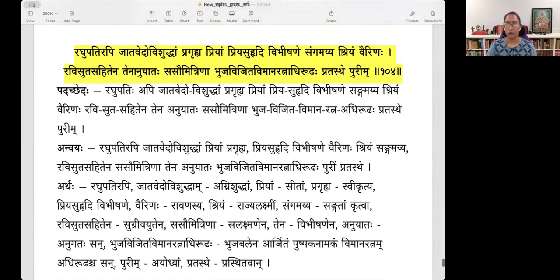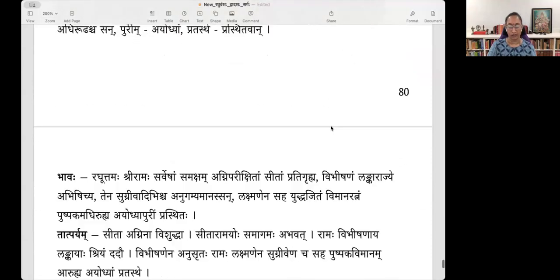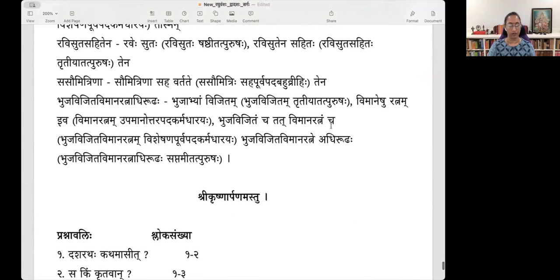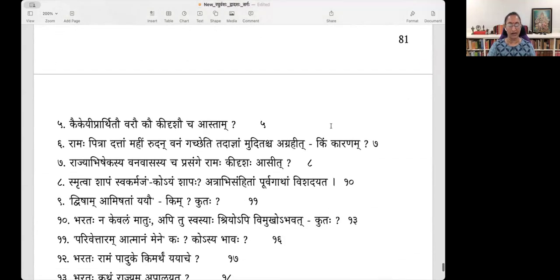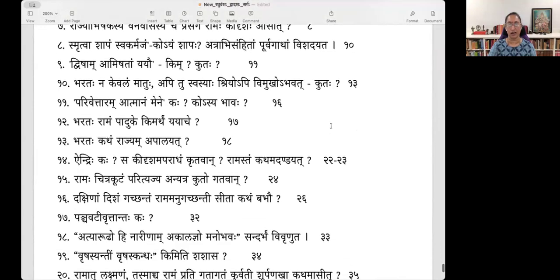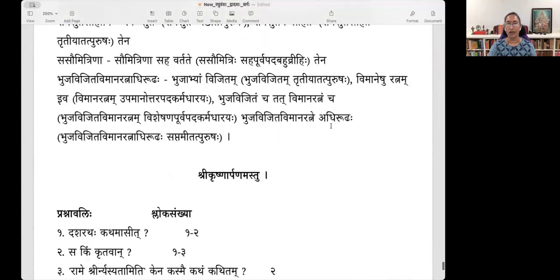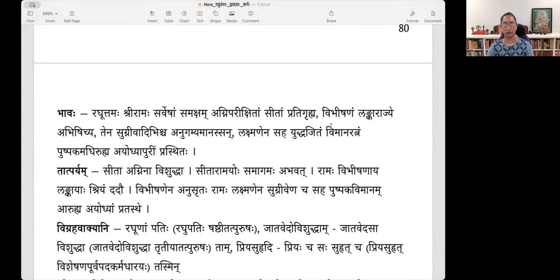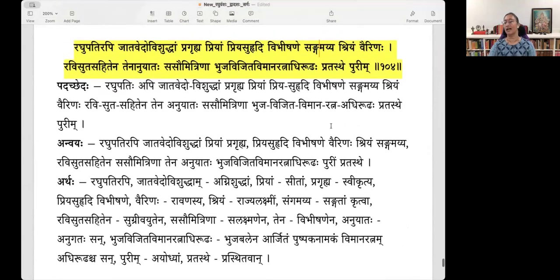Raghupatirapi jatavedo vishuddham pragrihyas priyam priya suhrdi vibhishane sangamaya shriyam vairinaha ravisuta sahitena tena anuyataha sasaumitrina bhuja vijita vimana ratnadhirudha pratasthe purim. I think the sarga is over. Right. There are some questions at the end. Work out these questions and look at the question papers also. We can go over the question paper once, maybe next class before starting.